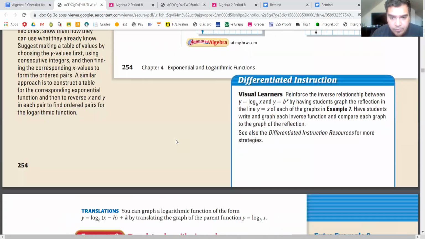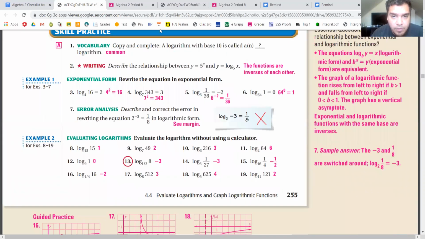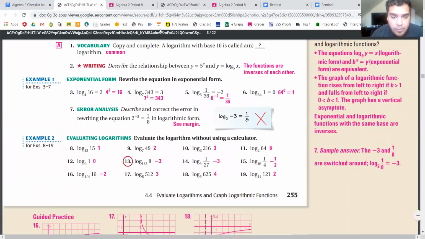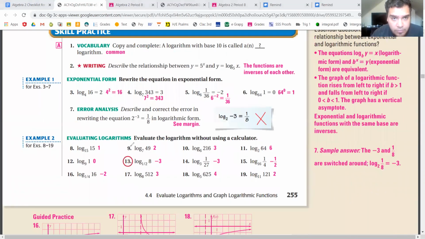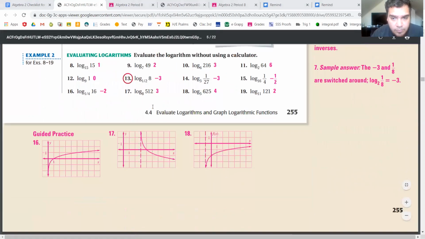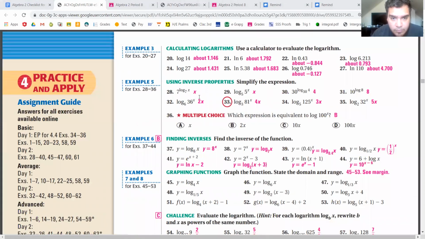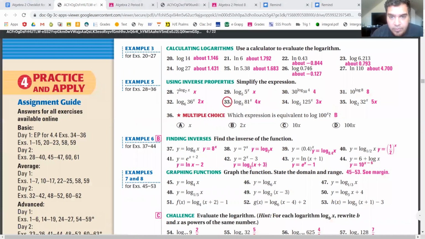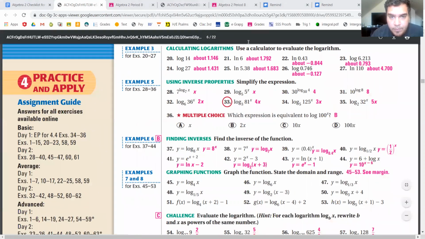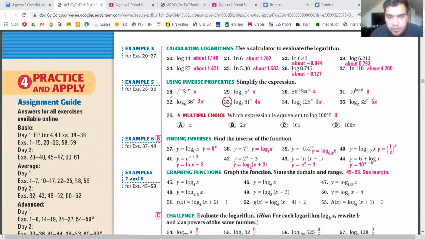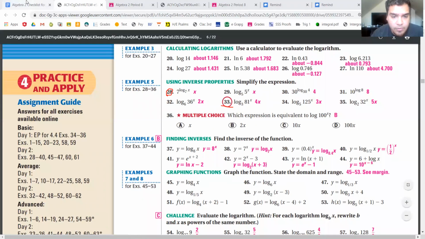256. I don't know why I scrolled down though. 28 to 35. So let's do some of these, okay? So let's do number 28. Let's do 33, that seems like a good one. Did I say to do 33? Or did I just say 35?